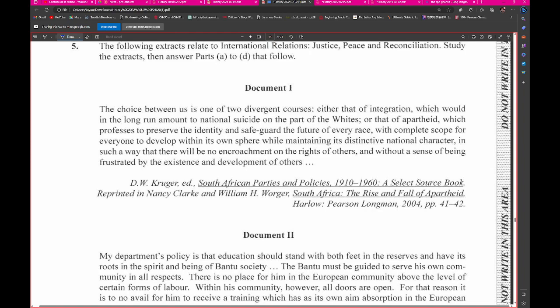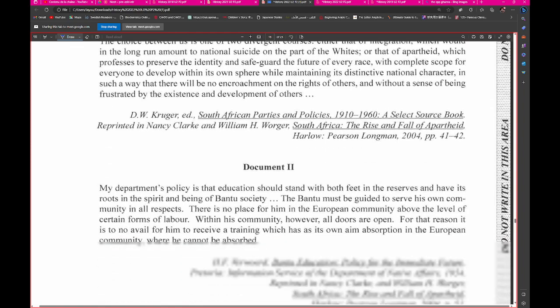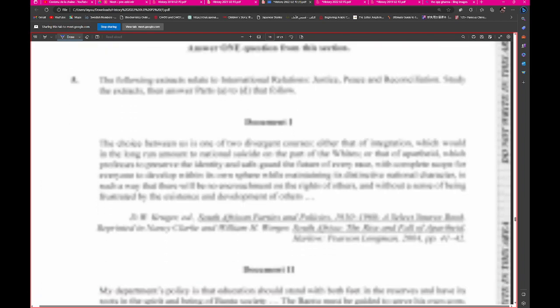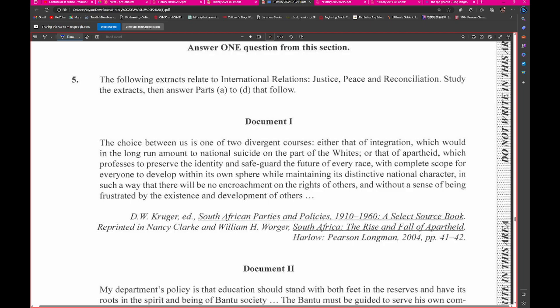Alright, so let's see what's happening here for this question. With reference to document 1, state 3 reasons for a decision by the South African government to formally institute the system which became known as apartheid. What were the reasons? Because of racism. They were racist. Okay, so racist, what else?